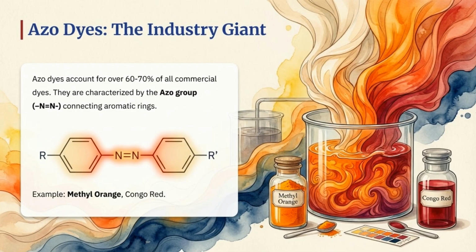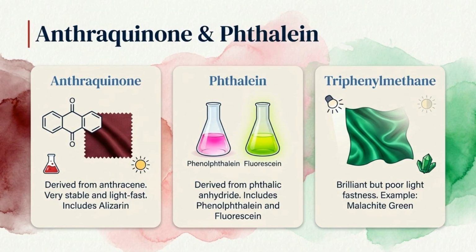Azo dyes are the industry giant, making up 60 to 70% of commercial dyes. They are characterized by the azo group, connecting two aromatic rings. Examples include methyl orange and Congo red. Anthraquinone dyes are derived from anthracene, are very stable, and light fast, including alizarin. Phthalate dyes, like phenolphthalein, are derived from phthalic anhydride. Triphenylmethane dyes, like malachite green, are brilliant but have poor light fastness.